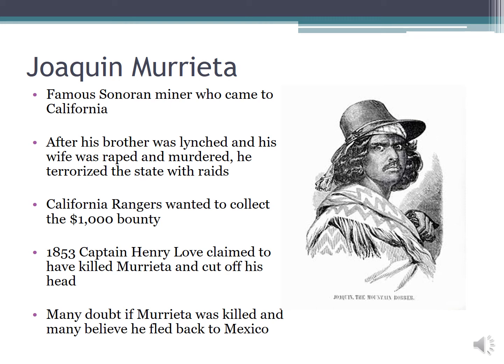And in 1853, a captain of the California Rangers, a man by the name of Harry Love, claimed to have killed Murrieta and cut off his head. Now there's a lot of speculation about this. He definitely killed somebody and definitely cut off his head. But was it the true Joaquin Murrieta? Many people doubt that it was. In fact, a lot of people think that Joaquin managed to escape California and get back into Mexico.